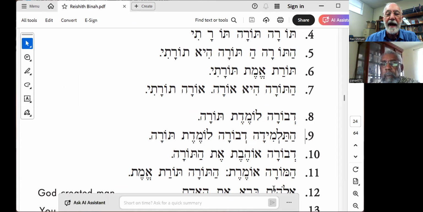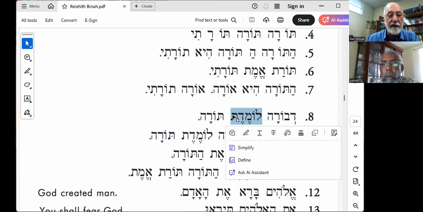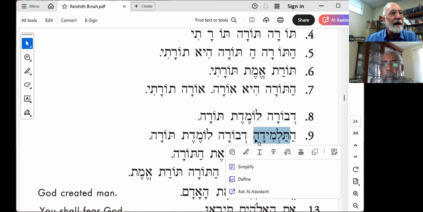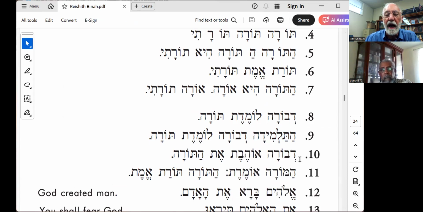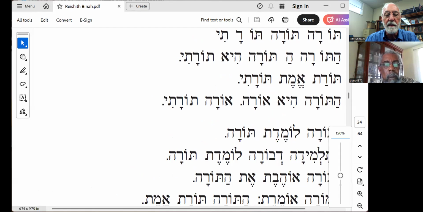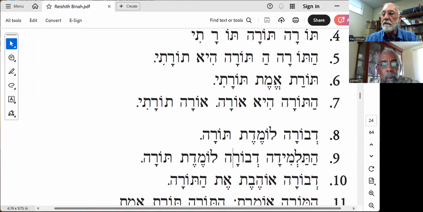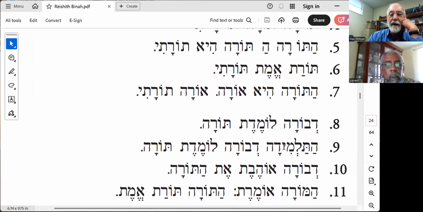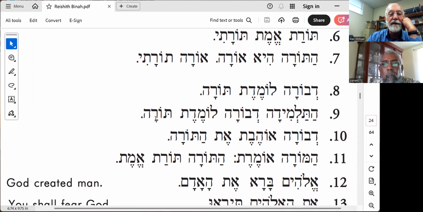Now notice that the root, lomedet, which is learns, is also the root of student, talmidah, and talmid is, I think, student. So Talmud is learning, right? Talmud Torah is like Hebrew school. HaTalmidah Devorah, so the student Deborah, lomedet Torah. Okay, is that a little bit better? Make it even bigger. Okay, Devorah, lomedet, lomedet Torah. The student Devorah learns Torah.